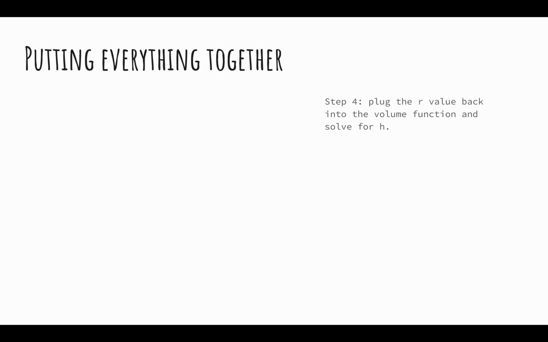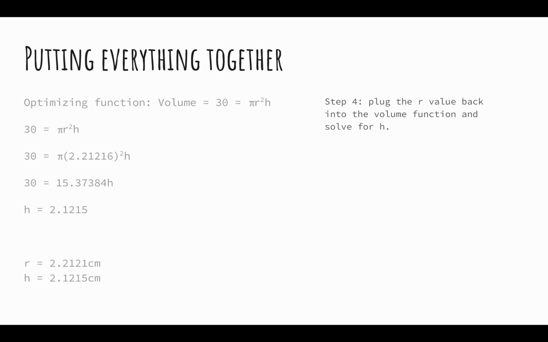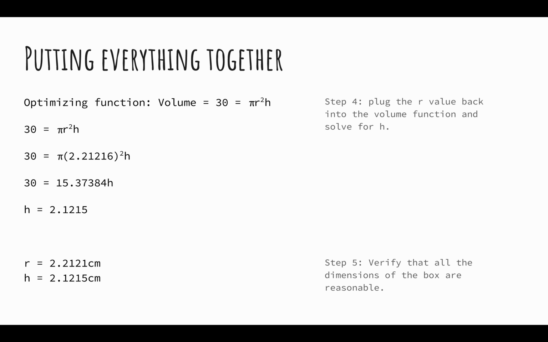All that's left is to plug the r value back into the volume function and solve for h, which gives us the dimensions of the cylinder that minimize the amount of material used to build it. We'll briefly check to see that our cylinder has reasonable lengths for the height and radius, and by doing so, we'll have finished the problem.